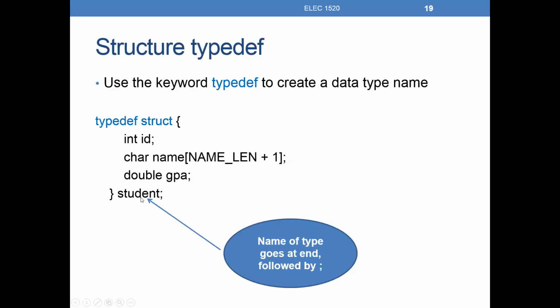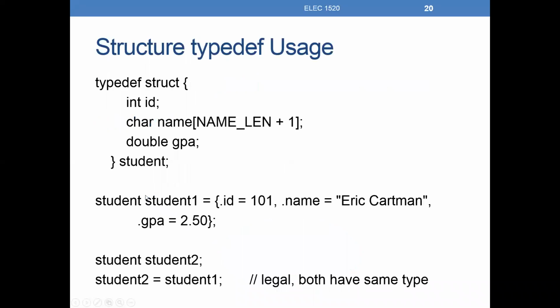And the name that goes at the end here is followed by a semicolon. We are now creating our own data type that we can refer to by the name student, but we'll see we don't have to use the word struct with it all the time. Notice then we still have the same 3 data members. So keyword typedef struct, name of our type, so the name of the data type goes here.